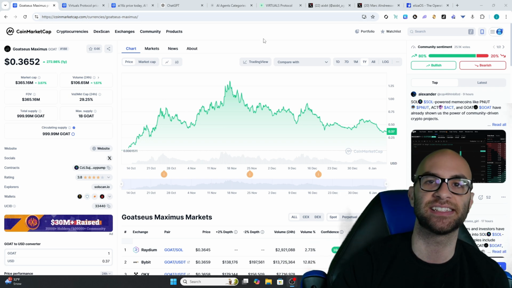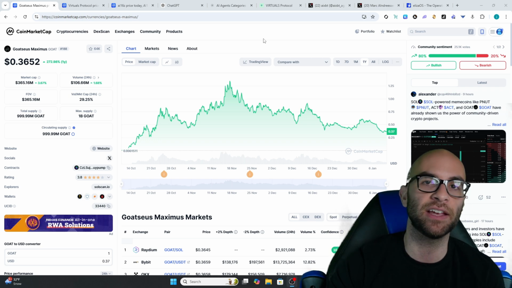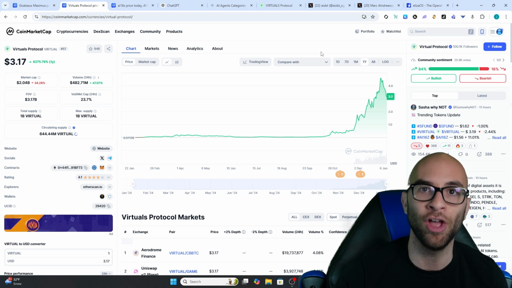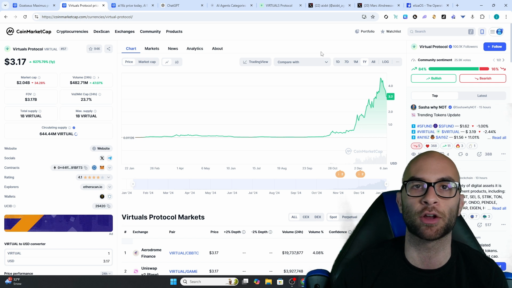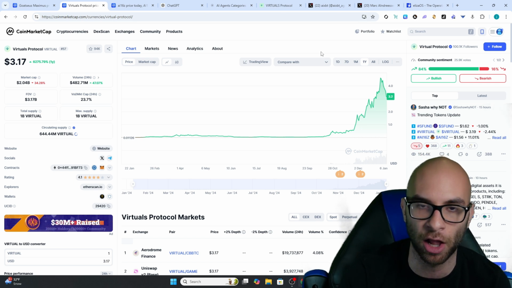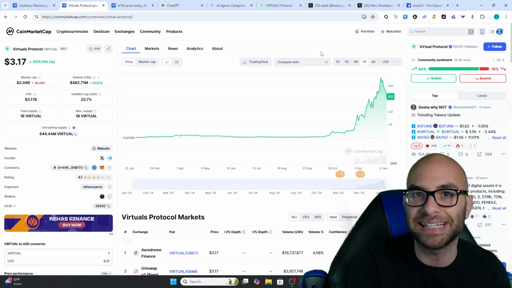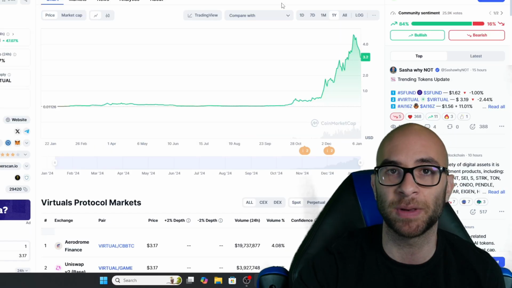And what this did is it sparked a whole reaction of new AI agents coming out, with many of them going on insane runs. One of these examples is Virtuals Protocol, which hit a $5 billion market cap last week and is still sitting at around a $3.2 billion FDV. Virtuals has been around for a while, but more recently on Base, they made the infrastructure for people to launch their own agents, and that's why it's been going on such a run.